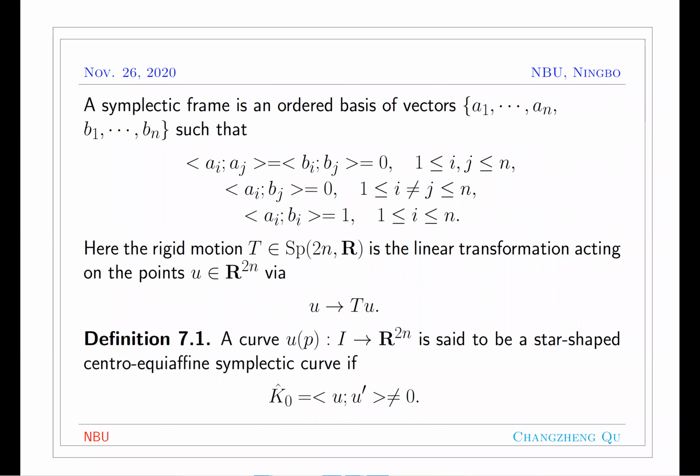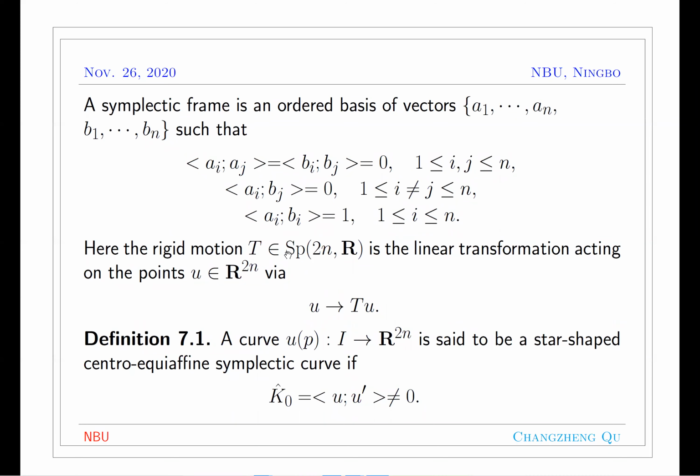We can define the symplectic frame by this one, in a two-dimensional vector space: A1 to An and B1 to Bn. This satisfies the relationship that the inner product of Ai and Bj is 0 when i is not equal to j, and the inner product of Ai and Bi equals 1. This is the same symplectic frame as in the central equi-affine and the affine case.